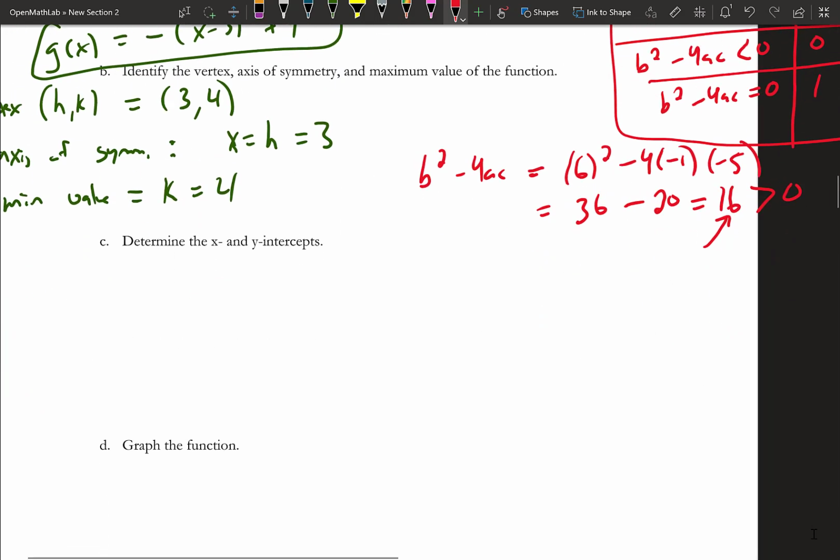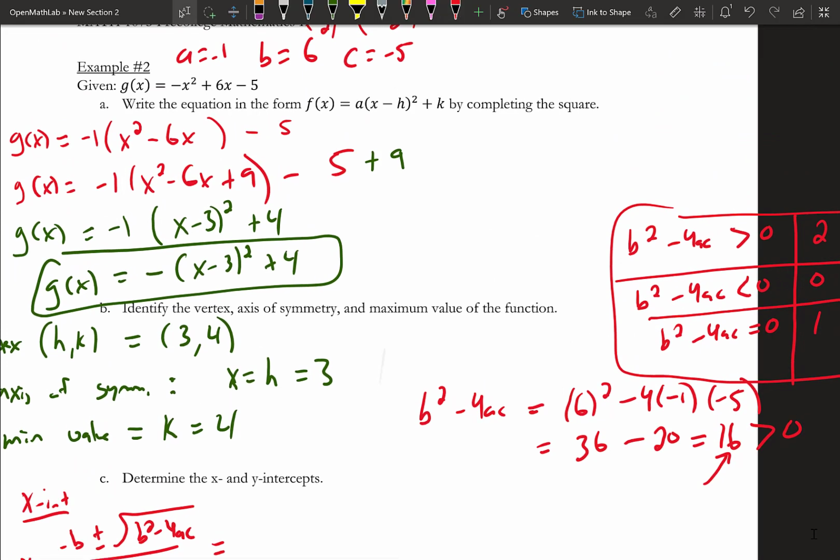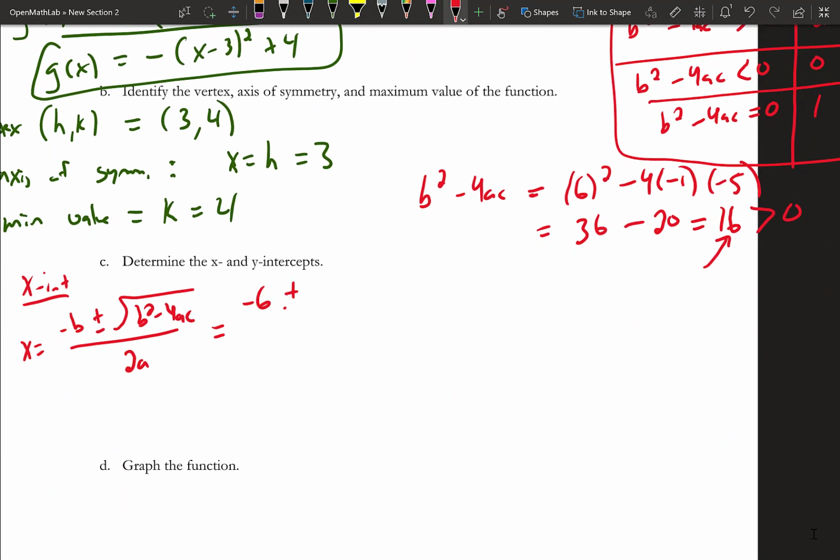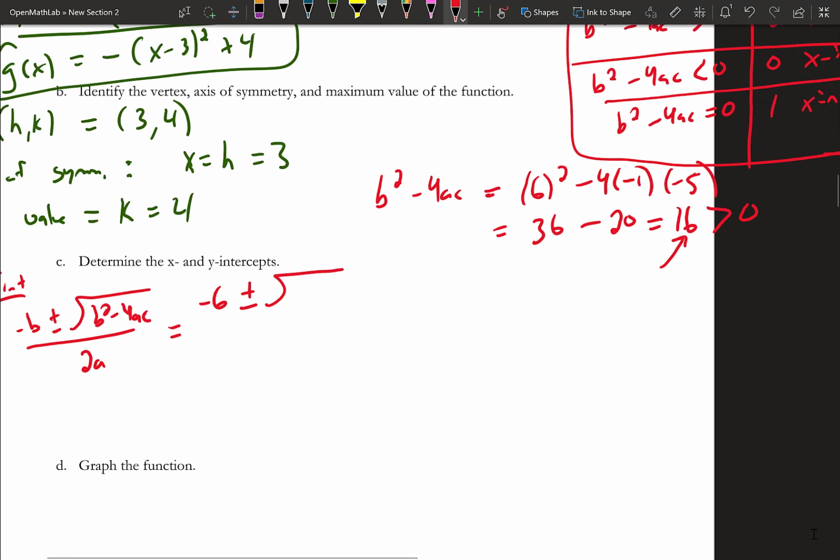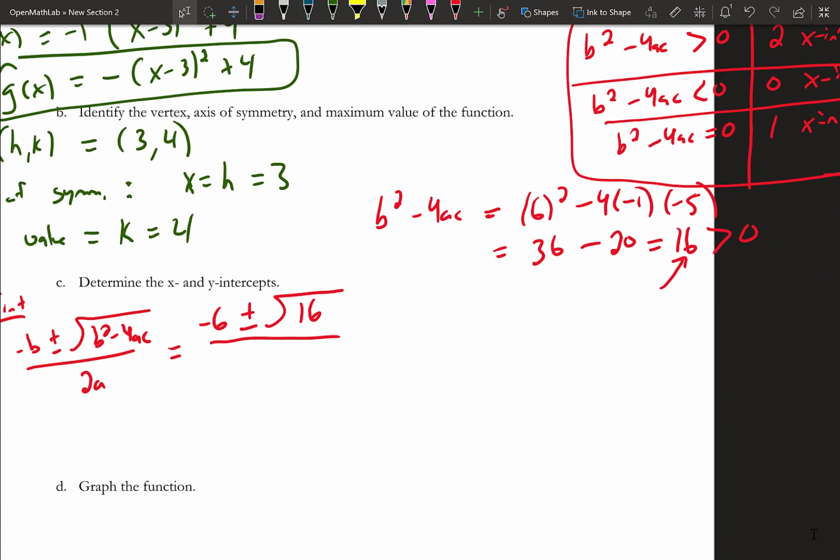So we can write those as fractions. I can use the quadratic formula to find the x-intercepts, which is x equals negative b plus or minus the square root of b squared minus 4ac all over 2a. My b value was 6, so this would be negative 6 plus or minus, and I already found the discriminant, that's 16, and then divided by 2a, so that'd be 2 times negative 1. So this equals negative 6 plus or minus 4, all divided by negative 2, which is equal to 3 plus or minus 2.